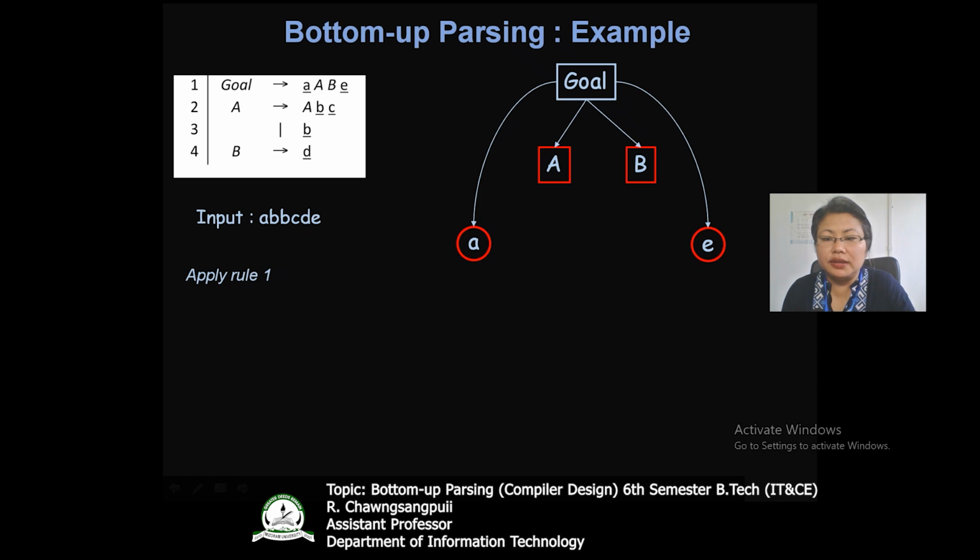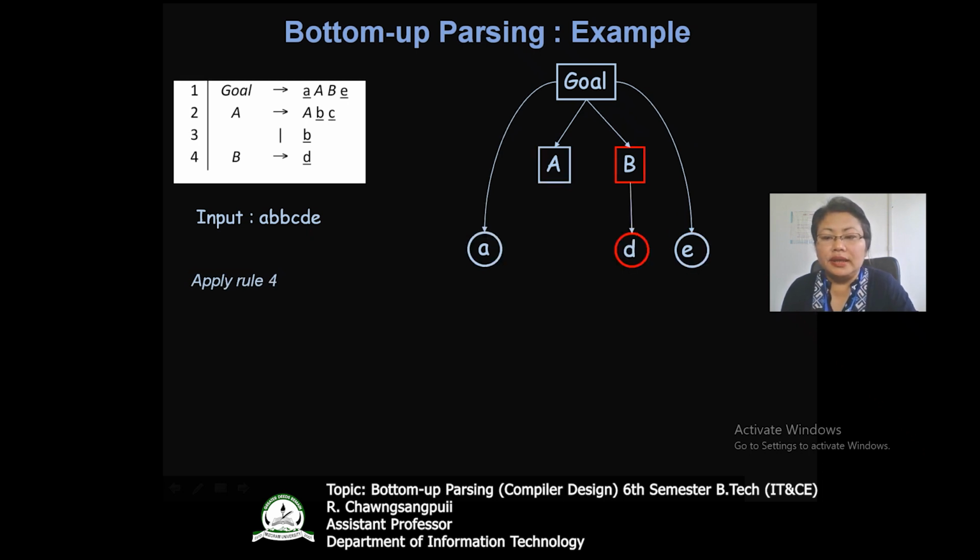Now we apply rule 1. By rule 1, the goal can have the form A, A, B, E. So these are all put here, A, B, and E, by applying rule 1. And by applying rule 4, which is B can have the form D, we are getting this leaf again. B can have the form D.